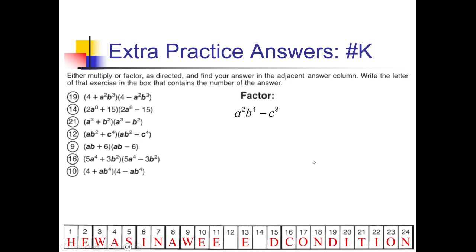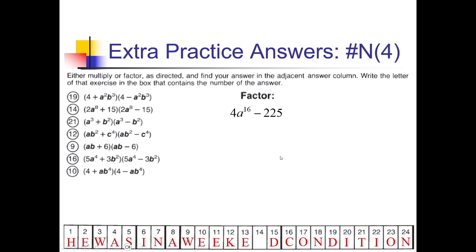Okay, only 2 problems left, and one of them is a K. So square root of a squared b to the 4th, that's going to be ab squared. Again, just dividing our exponents by 2. Square root of c to the 8th, that's c to the 4th. So we'll do plus c to the fourth and ab squared minus c to the fourth. And that is going to be number 12 right there. So 12 gets a K.